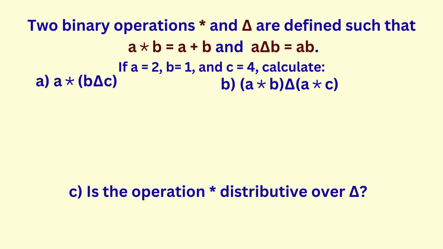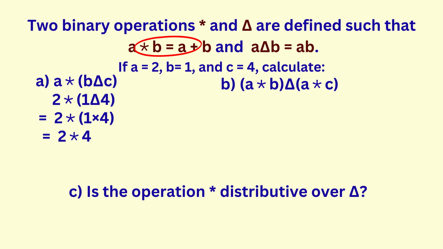Substitute the values to get 2 star (1 delta 4). Since 1 delta 4 means 1 times 4 equals 4, this becomes 2 star 4. And recall that star means addition, so 2 star 4 equals 2 plus 4, which is 6.